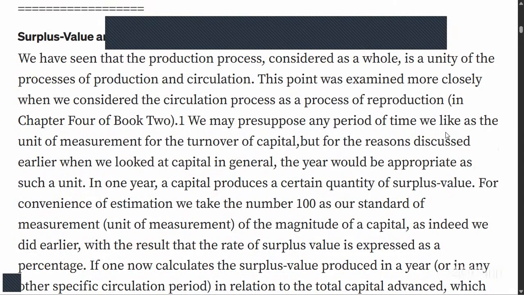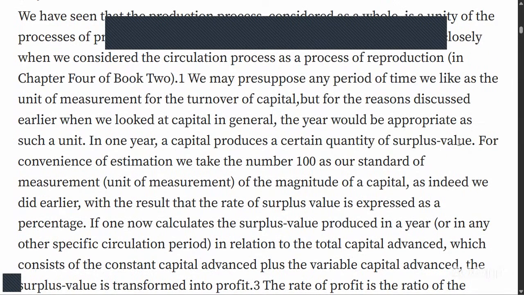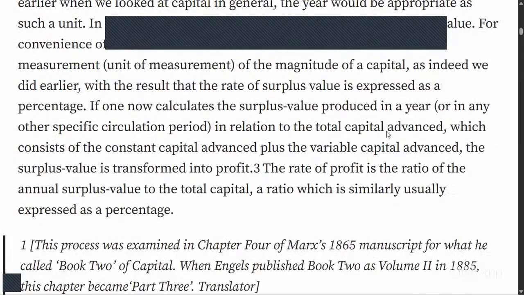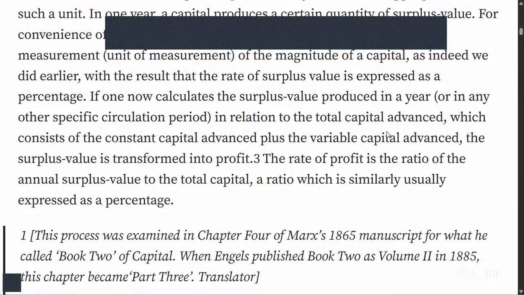In 1 year, a capital produces a certain quantity of surplus value. For convenience of estimation, we take the number 100 as our unit of measurement for the magnitude of a capital, as indeed we did earlier, with the result that the rate of surplus value is expressed as a percentage. Now, if one calculates the surplus value produced in a year or in any other specific circulation period in relation to the total capital advanced, which consists of the constant capital advanced plus the variable capital advanced, the surplus value is transformed into profit.